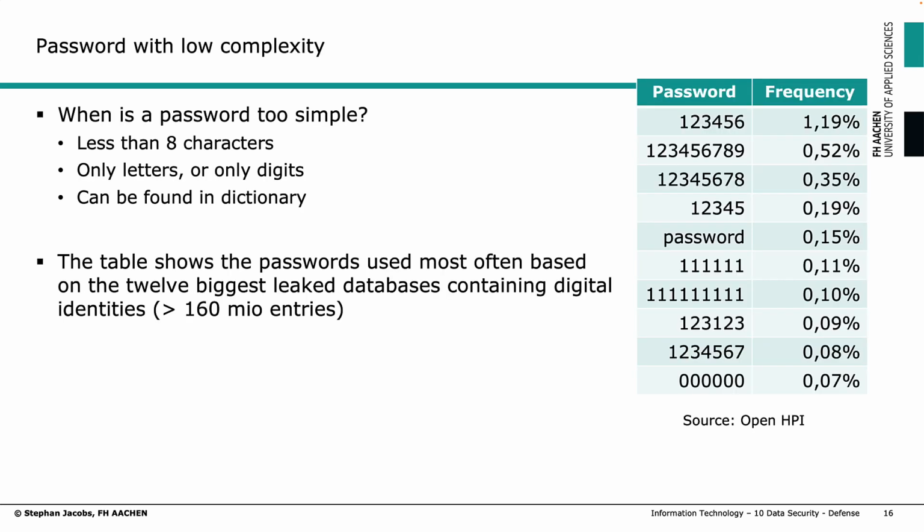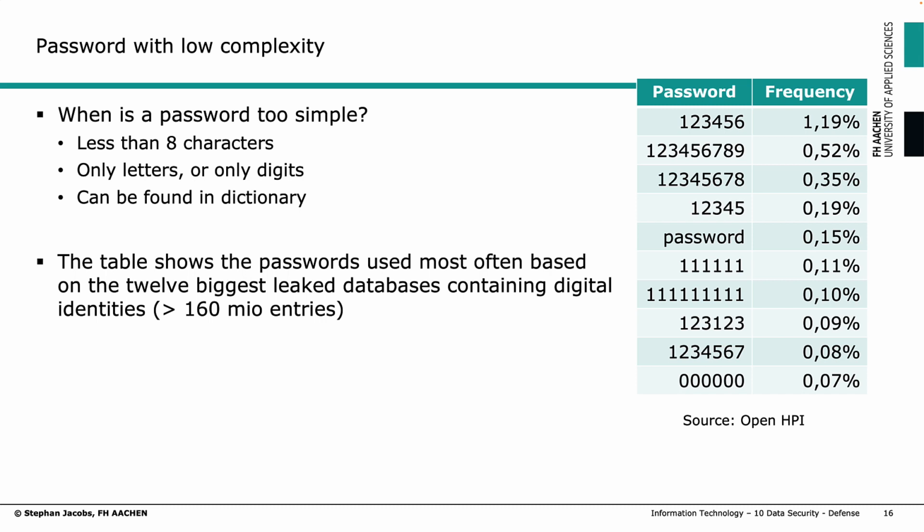Again, what is a password with low complexity? When is a password too simple? For example, when you have less than 8 characters and you use only letters or only digits. So either you should have more than 8 characters, better more than 12 characters, and you should use a combination of letters, digits and special signs. Or you have a very long password, for example 20 letters. Or a password which could be found in a dictionary.